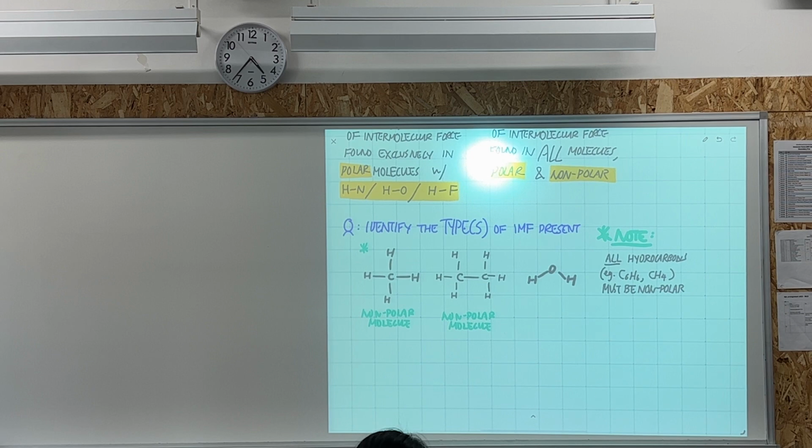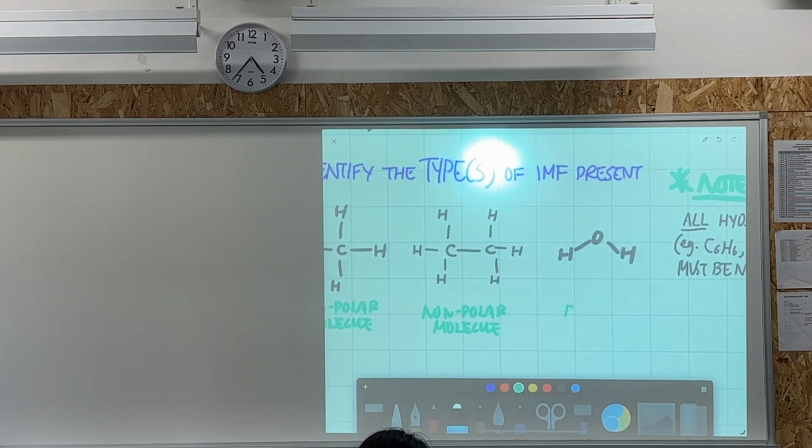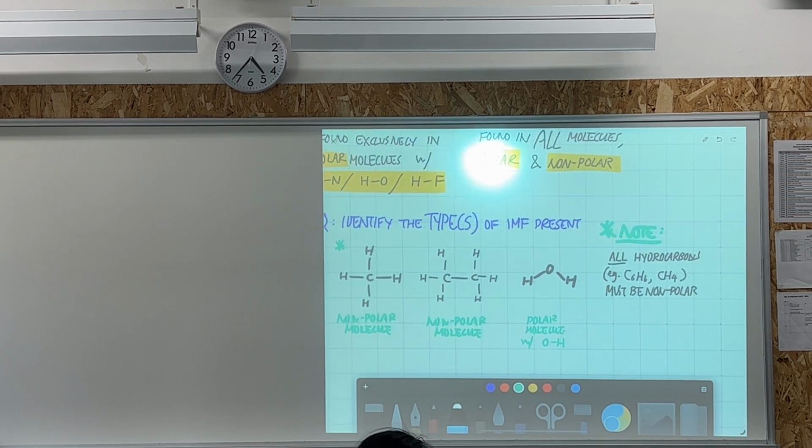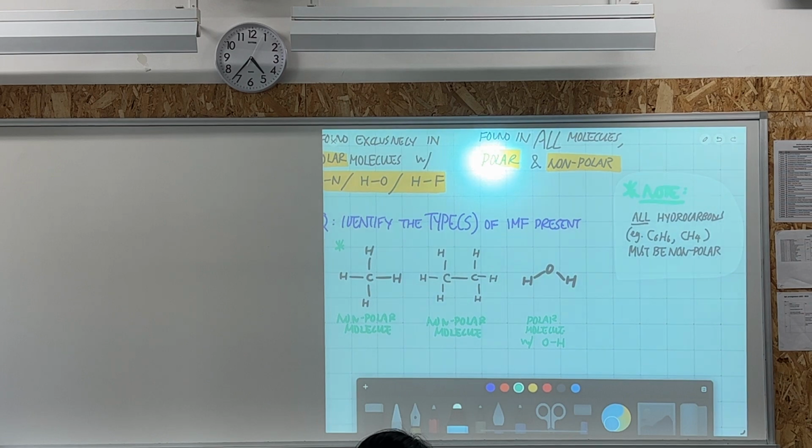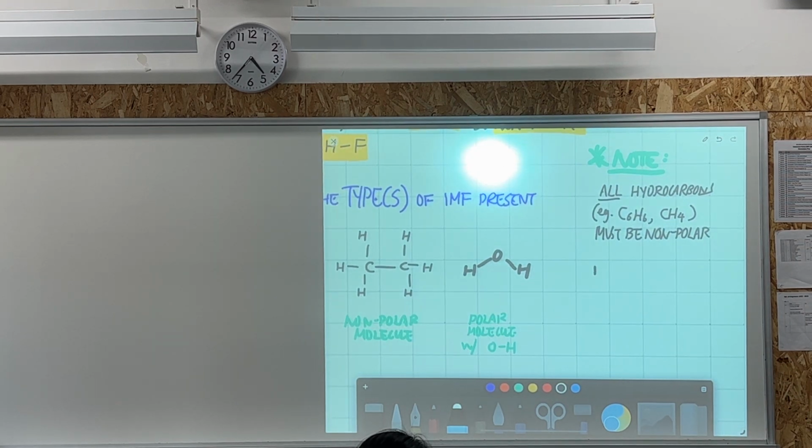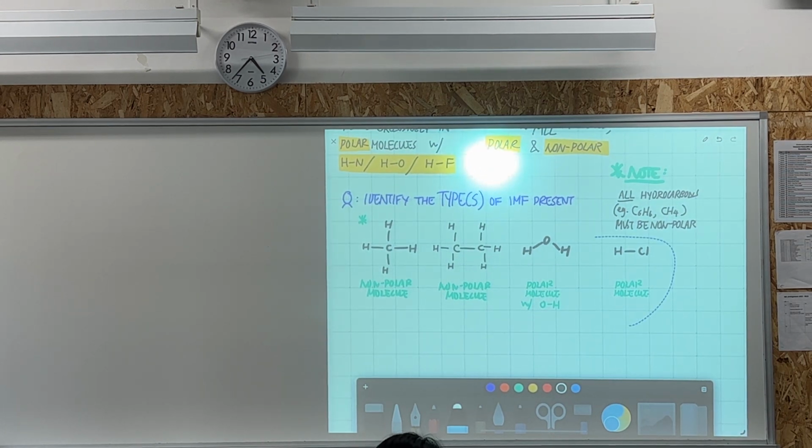But then what should we put in here? We will say H2O is a polar molecule with a hydrogen bond, with an OH bond. Okay, so we have HCl. Here we say it's just an ordinary polar molecule. Now let's check some boxes.